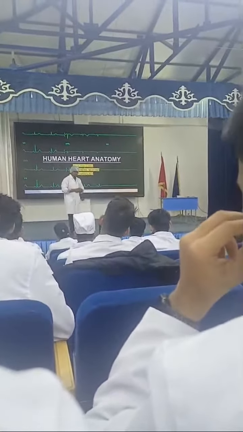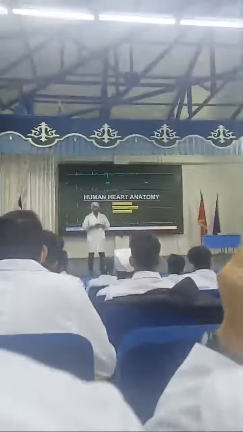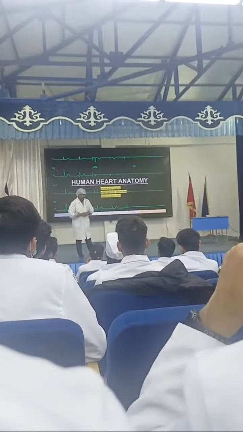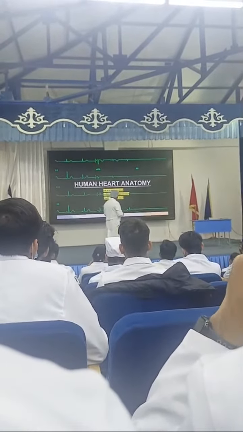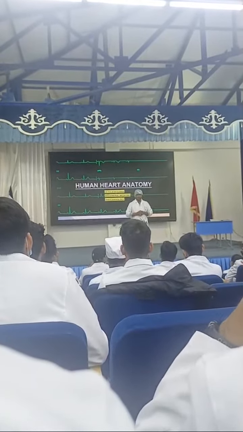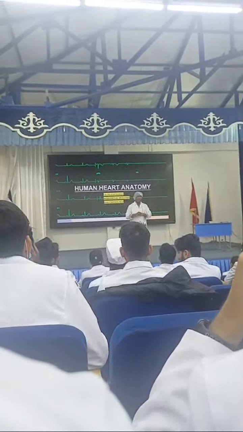Atria and ventricles. So do we have ventricles only in the heart? Do we have ventricles somewhere else in the body also? Somewhere else. Where do we have? Brain. So very good. What are the ventricles in the brain called? Third ventricle.